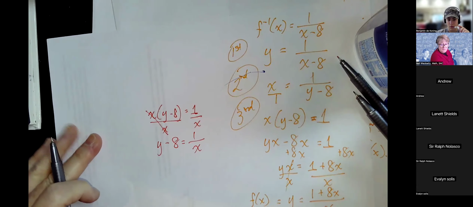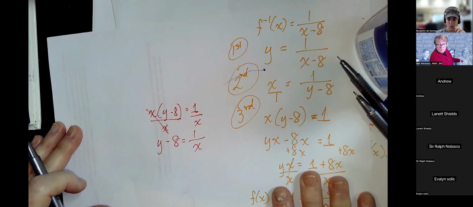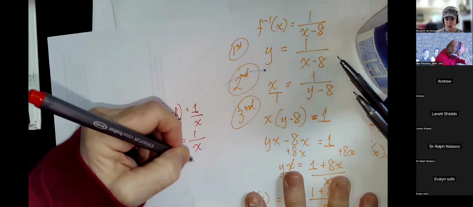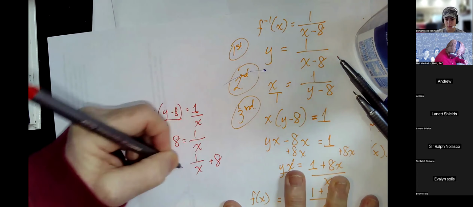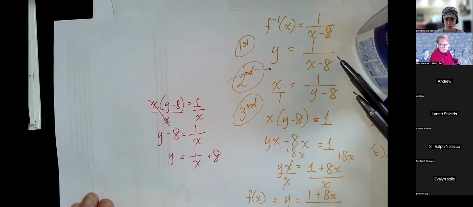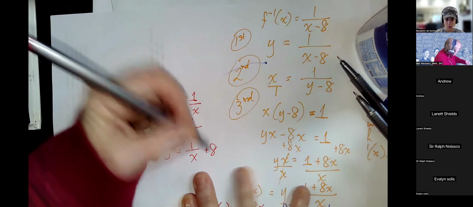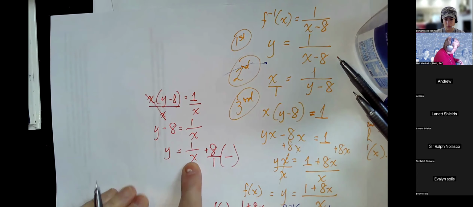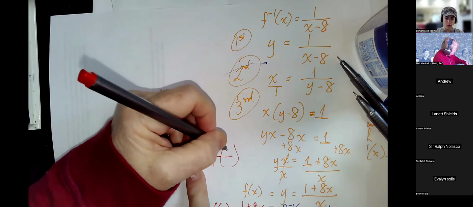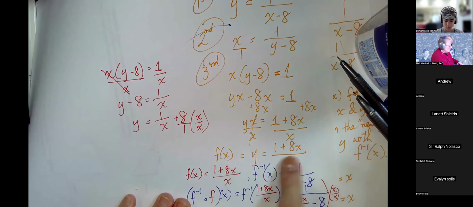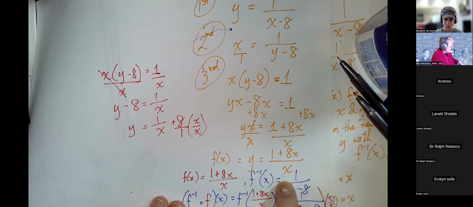And then to solve for y, add 8 to both sides. So we have 1 over x plus 8 equals y. But now we have to get a common denominator and combine the fractions. So we have to write 8 as 8 over 1. The denominator that we're looking for is x, so we have to multiply 8 over 1 by x over x. Not that much extra work, and we're still going to end up with 1 plus 8x over x.